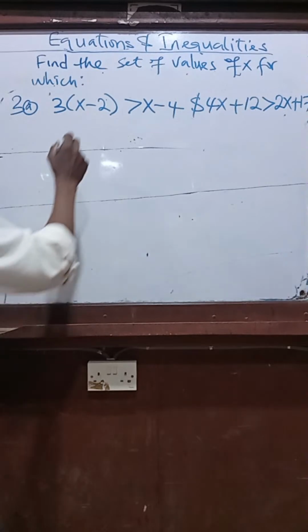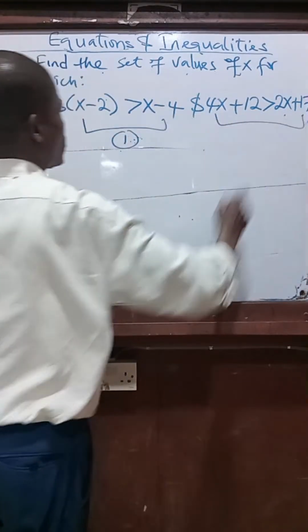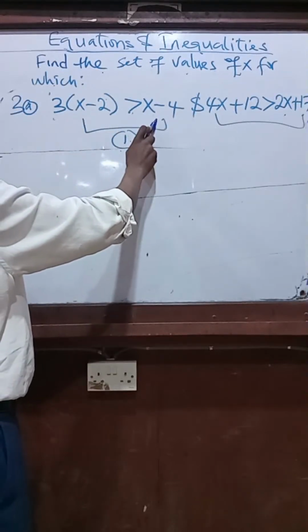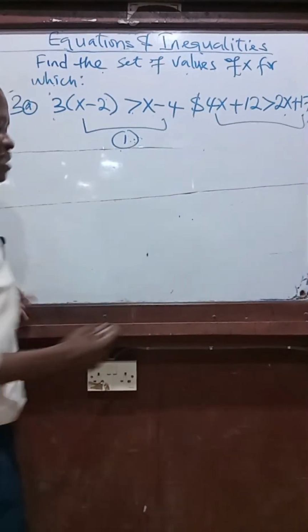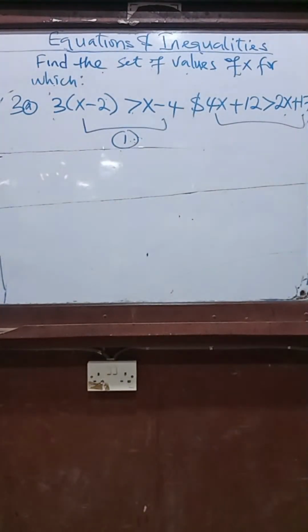We have two different inequalities. This is the first one and this is another one. We have 3 times x minus 2 greater than x minus 4, and 4x plus 12 greater than 2x plus 17. So that's what we have. We have two inequalities, and we are to find the set of values of x. Okay. So that's another format of the question. This is a different form.